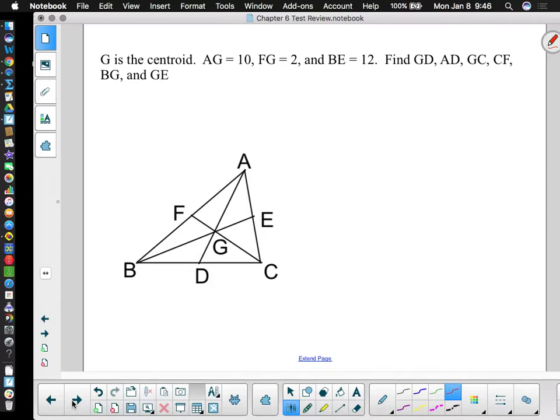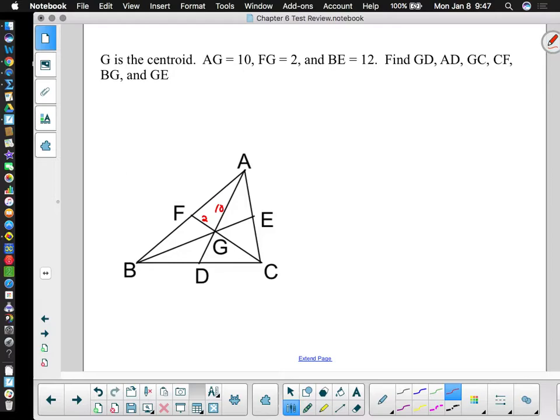G is a centroid, and we give you some measurements. We have to figure out the remaining measurements. Let's see what we got. We got AG is 10. We got FG is 2. We got BE, the whole thing, is 12. We'll deal with that in a second.